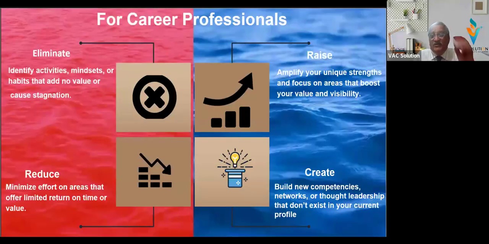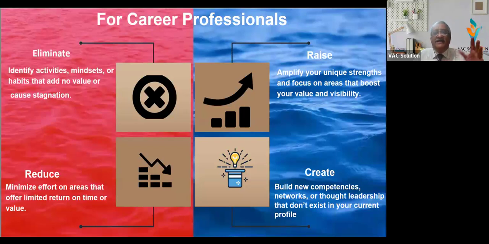Second thing is reduce all those efforts on areas that are not giving you any return or which are giving you only limited return. Don't do it. Get out of it. Say no to it.